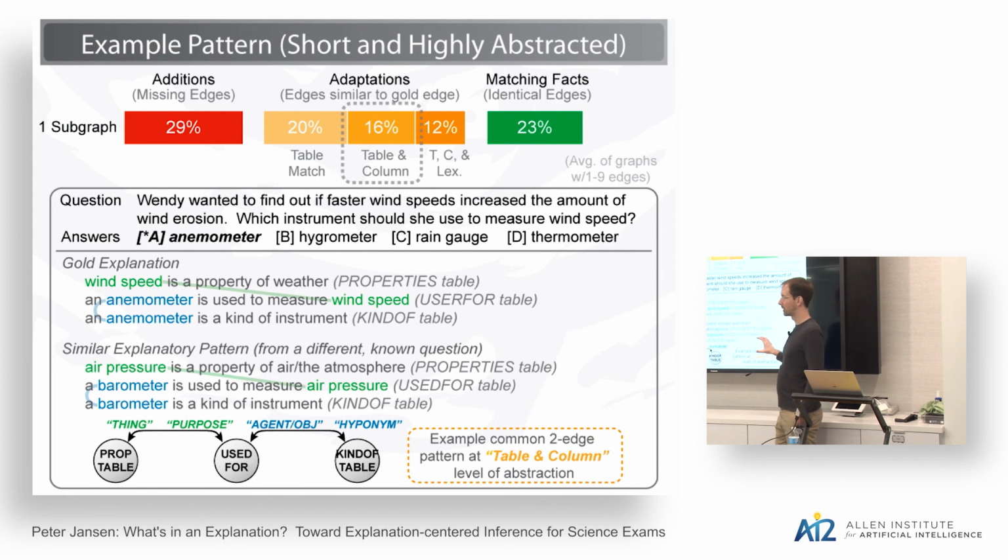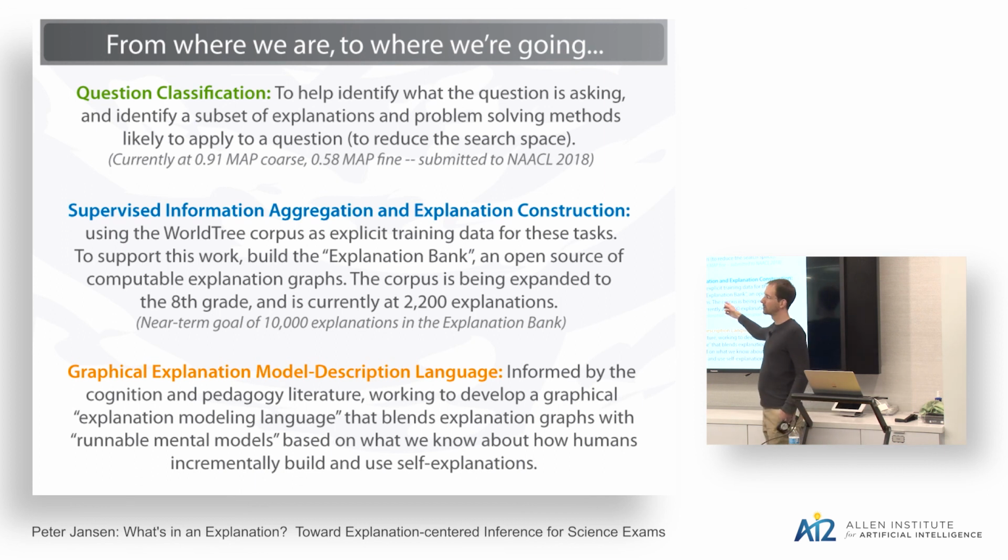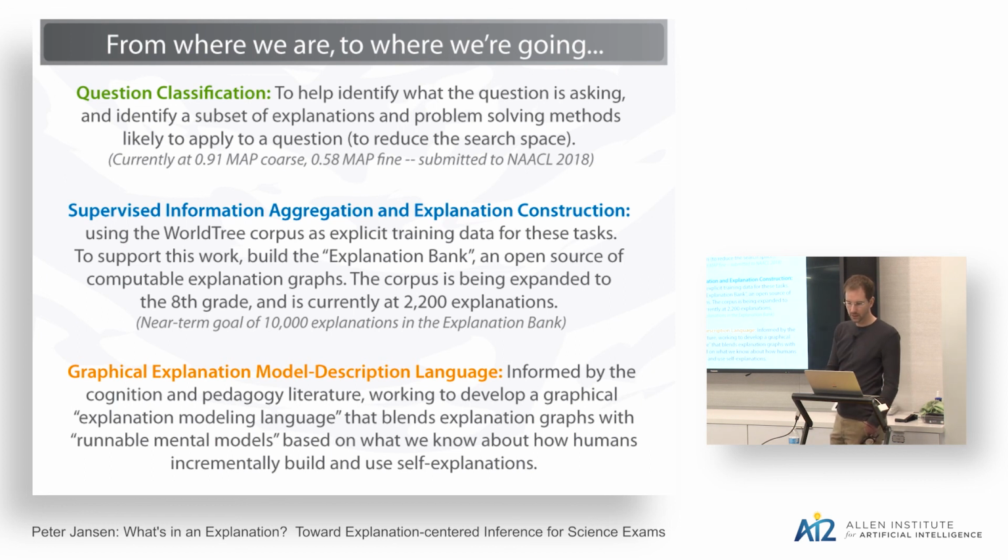So this is what I'm working on now. I have a feeling that using these abstracted common explanatory patterns is a way to get this done. I have one more slide, I think, after this, so I'll go very, very quickly. What are we working on now? We're working on trying to do exactly what I just said: build explanations in a supervised manner. We have a near-term goal, as I said before, of 10,000 explanations in the openly available explanation bank. We have about 2,500 right now. If you want the new ones, just let me know. And I have a feeling that doing question classification is also important in this. We have a question classification system that does pretty okay.